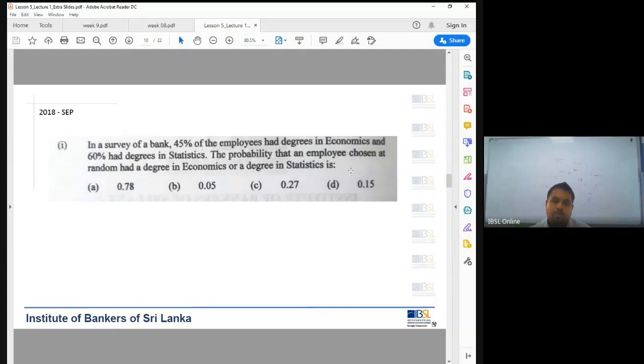Now, look at the two incidents carefully. 45% of the employees have a degree in economics. That means 55% do not have economics. 60% have stat. That means 40% do not have stat. What is asked is to get the probability that an employee chosen at random had a degree in economics or a degree in statistics.